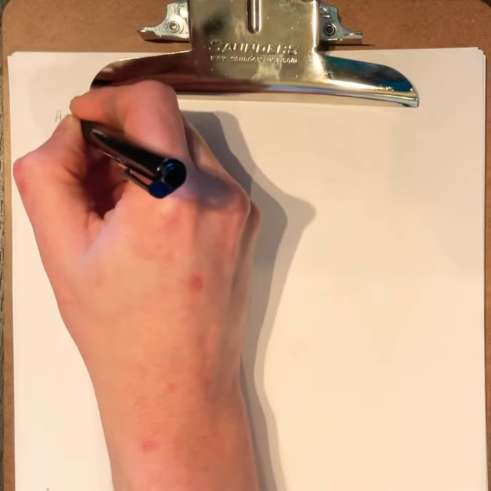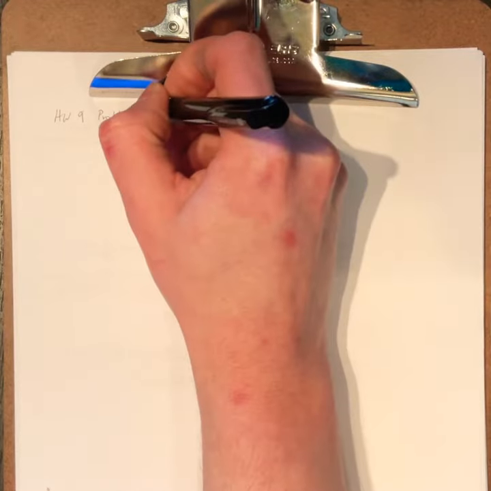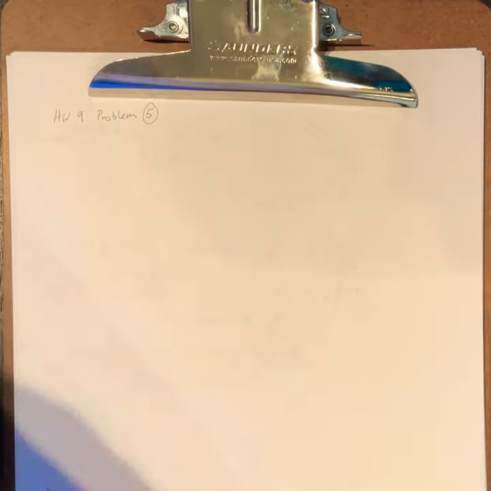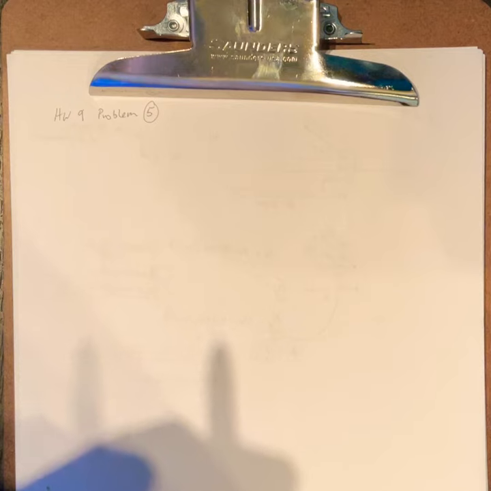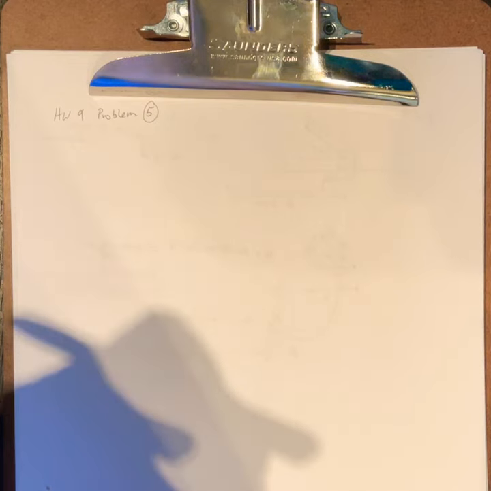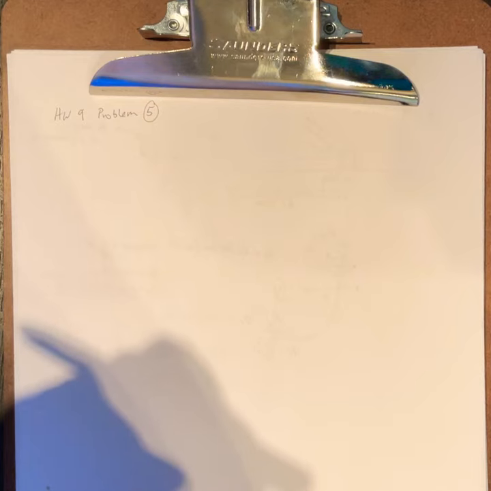Okay, this problem is homework 9, problem 5. Problem 5 states: a 0.113 kilogram ball is thrown straight up 1.94 meters above the ground. Its initial velocity is 6.4 meters per second. A short time later, it hits the ground. Calculate the total work done by the force of gravity during that time.